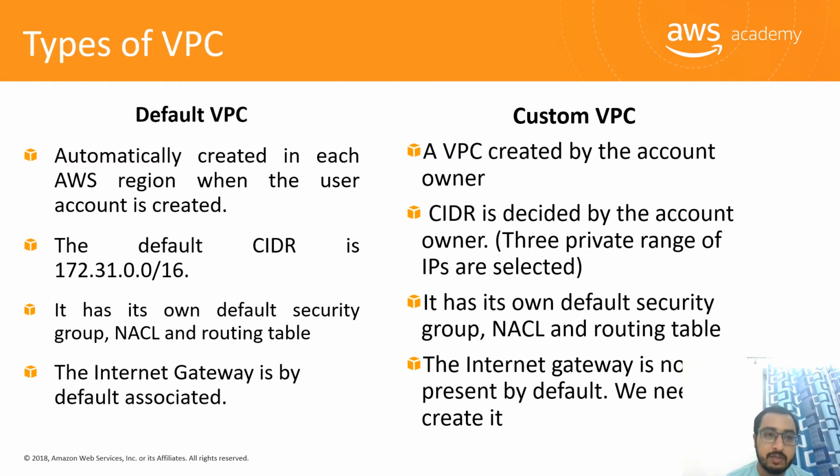The internet gateway is by default associated. In a custom VPC, the CIDR is decided by the account owner, and it has its own default security group, NACL, and routing table. The internet gateway is not present by default. We need to create it. In this, we have to create the internet gateway also.